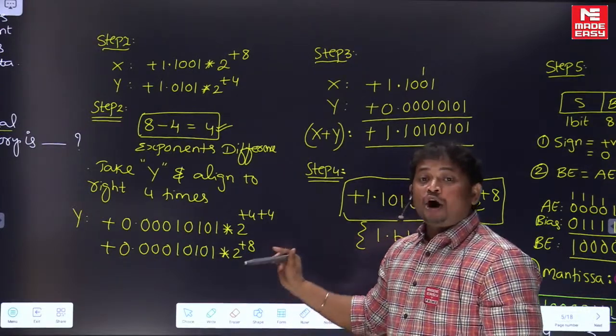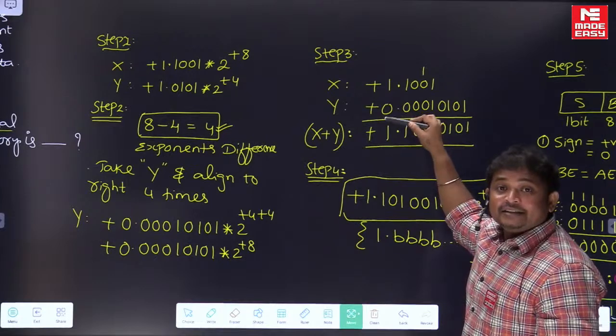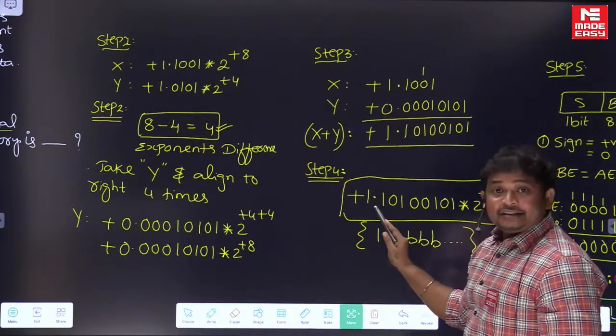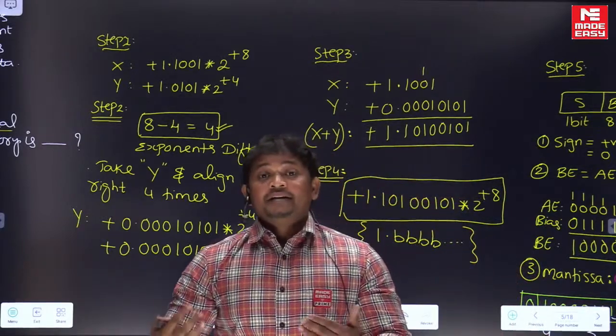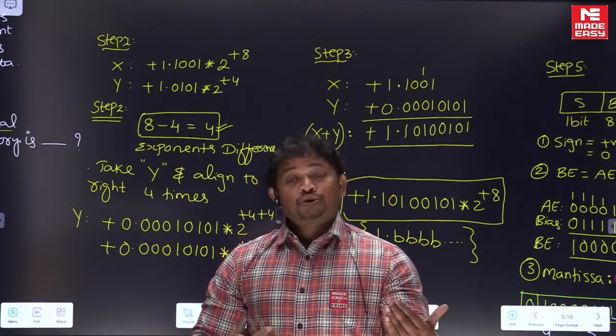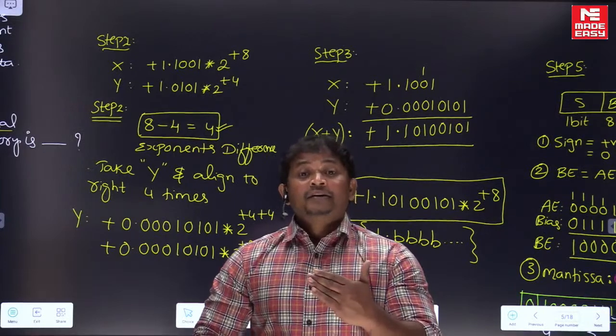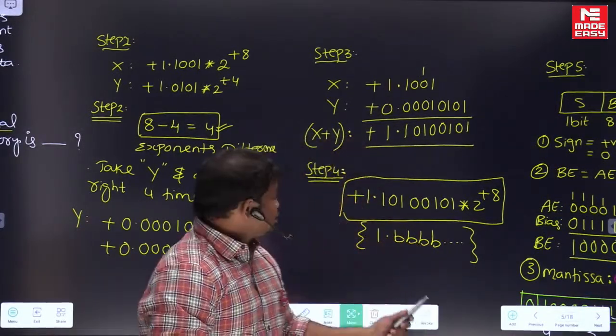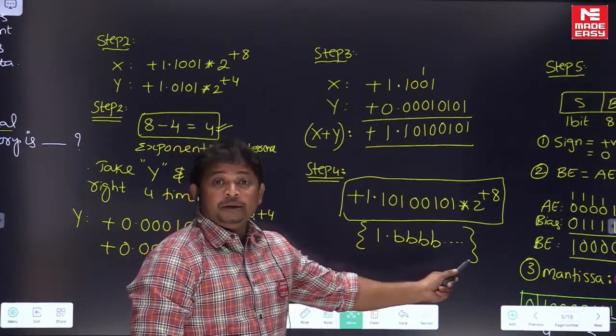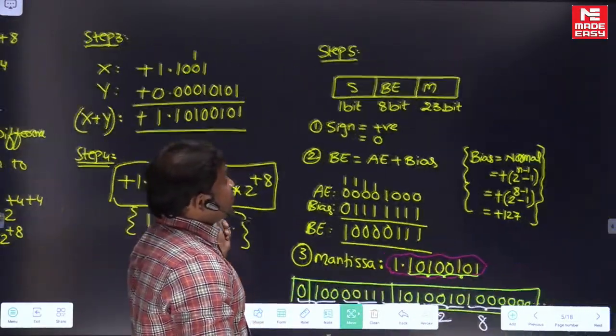Take the exponent common. Okay, add the mantissas. After that, take the result. This is the final result. The final result is already in the normal format. When it is in normal format, directly store it. If not in normal format, convert the data into normal format, then store it. Okay, it is already in the normal format, 1.BBB. So that is stored into the memory.